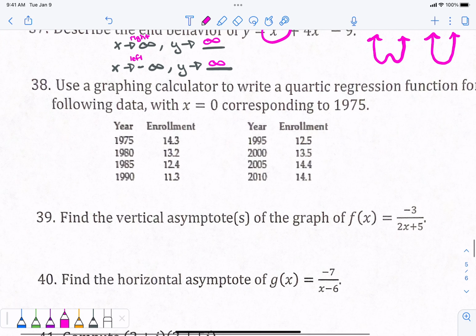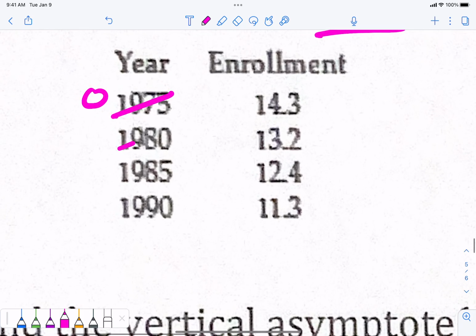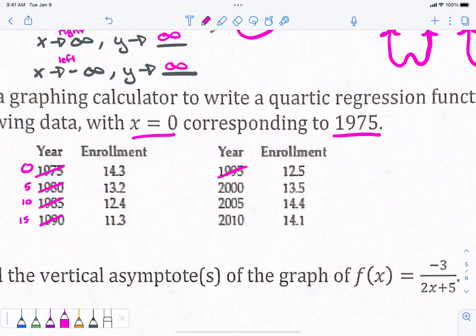We're going to start with x equals 0 is 1975. So 1975 is 0. What's 1980 going to be? 5. This one's going to be 10, this one's going to be 15, 1995 would be 20. Then we have 25, then 30, then 35. You want me to do it, or do you want to?